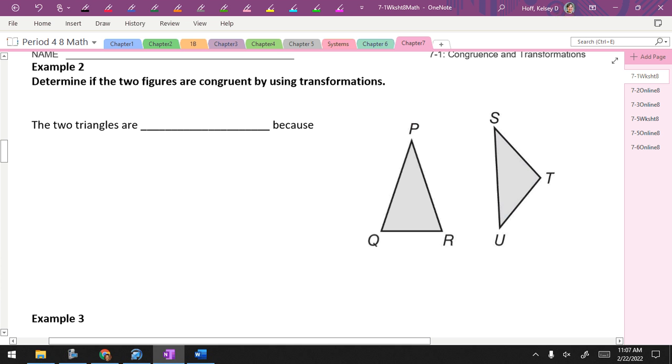What are your thoughts? Not congruent? Why? Yeah. So it's hard because you want to say they're not the same shape. Well, they're both triangles, but they're not the same triangle, right? So no matter how far you translate, how far you reflect, it can't change the shape of that triangle. So therefore, they are not congruent. The two triangles are not congruent.